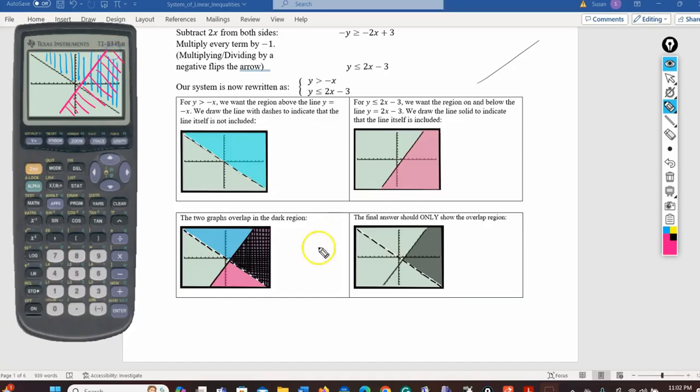And so now, when they're on the same graph, you need to see where the overlap region is. And the overlap region is in here. Now, your final answer will only contain the overlap region. So we included this line. This line was not included, so we had to draw it dashed. But the only thing you want at the end is what I am drawing in the black.